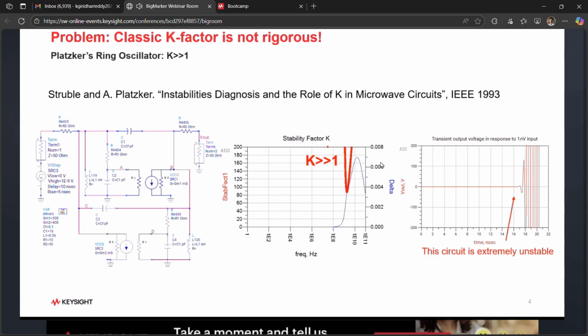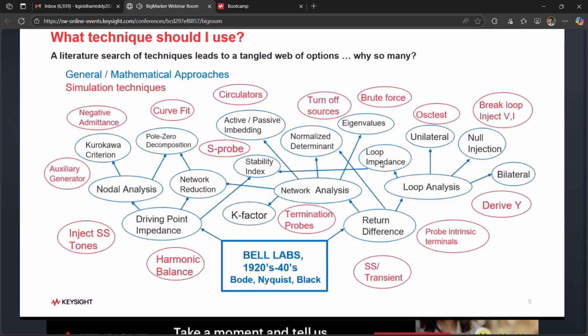However, if we look at the traditional K-factor for this circuit, we can do that. The K-factor comes out to about 90 at its lowest point, and it has a valid response. So essentially the K-factor here is wrong because this circuit is extremely unstable, and that's really the problem. So that gets into this idea of, well, if that doesn't work, then what technique should I use?